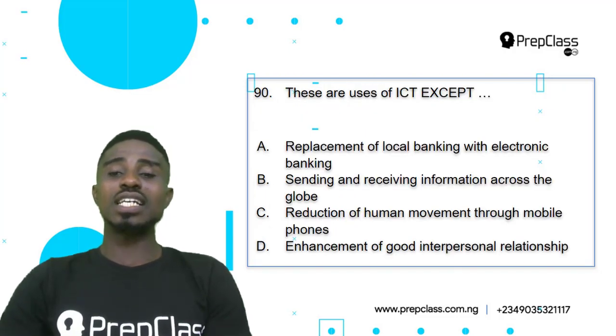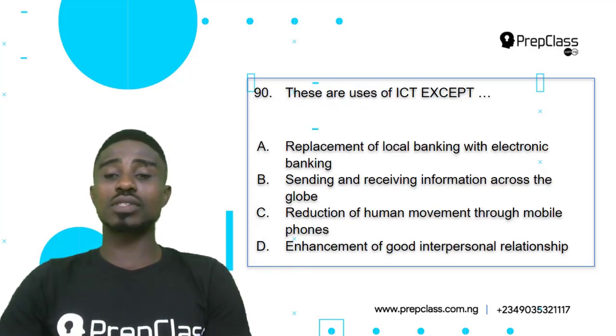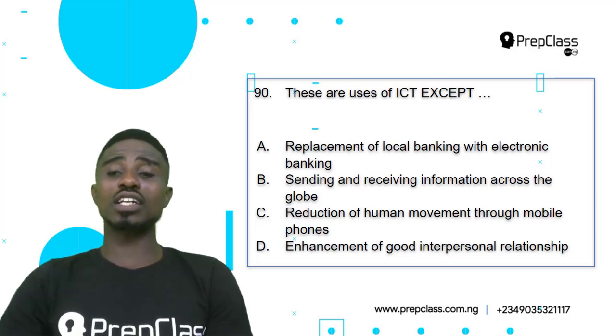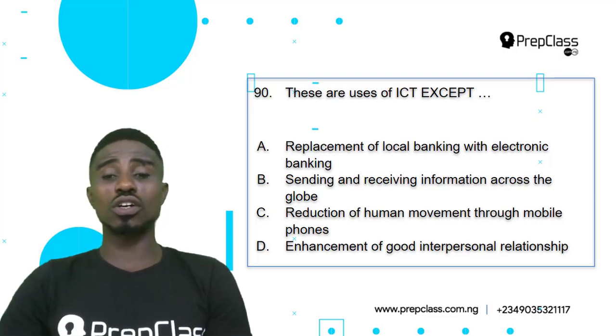Question 90. These are uses of ICT except A. Replacement of local banking with electronic banking, B. Sending and receiving information across the globe, D. Reduction of human movement from mobile phones, C. Enhancement of good interpersonal relationship. So for us to carefully select the correct answer, we need to understand the question and analyze the options and see which one best answers our question.